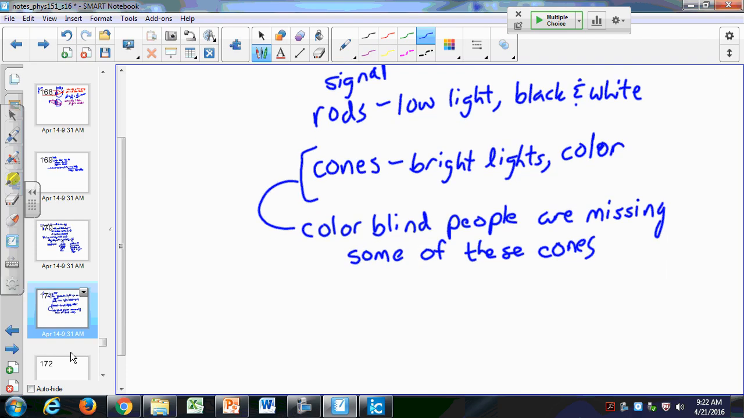So in these cones, you have different colors. Cones that are particularly sensitive to different colors. We have RGB cones, right? RGB stands for what? Like an RGB color palette. Right, red, green, and blue. So in a similar way, our cones can be sensitive to either red, green, or blue. So somebody that's colorblind is missing one or more of these colors.